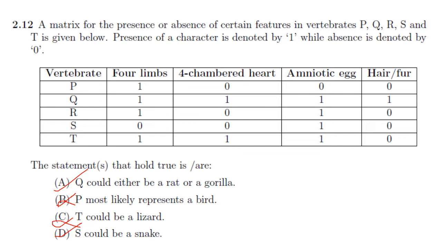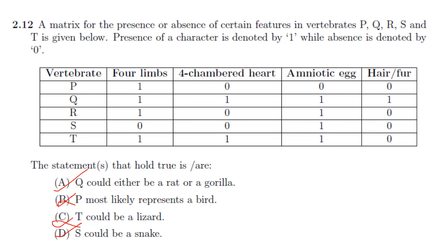Then, P most likely represents a bird. What is P? 4 limbs, 4-chambered heart, no. Amniotic egg, no. Hair or fur, no. So P is not at all a bird. A bird is having an amniotic egg also. So P is wrong. Then, T could be a lizard. So we will see what is T. It has 4 limbs, 4-chambered heart, no. Amniotic egg, yeah, it's a reptile. Hair or fur, no. So T is also not correct.